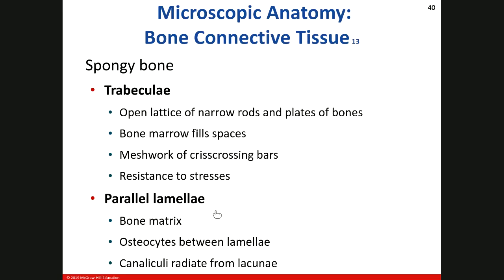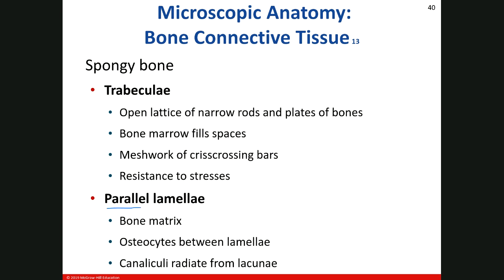Okay, we'll talk about the different components of the spongy bone. Now, first things first, spongy bone is going to have some similarities to compact bone, and it's going to have some differences. One of the differences is it's not going to have an osteon. There are no osteons present when we're dealing with spongy bone. But it will have lamellae, though we give it a different name. These are called parallel lamellae.